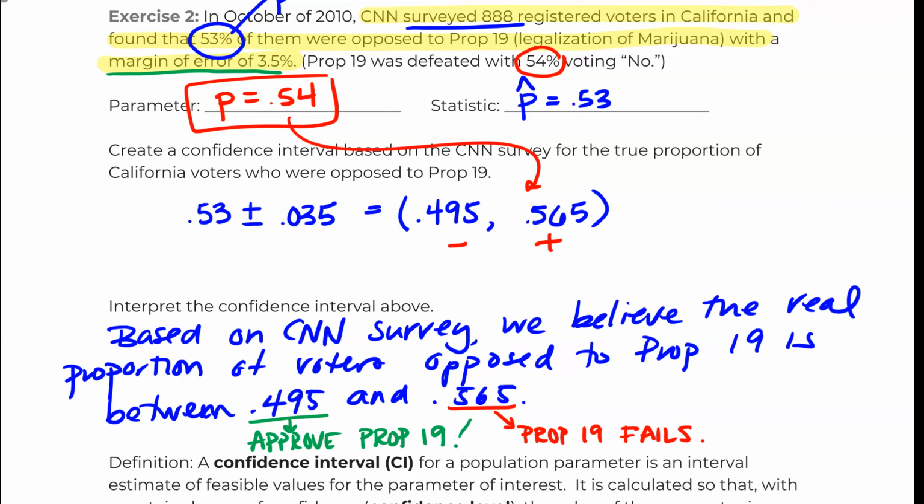So in that regard, CNN did a really crappy job because we don't really know what the outcome is going to be. We can't make a prediction in terms of the outcome. Just because the majority of our interval is over in the more opposed range doesn't tell us anything, because all we're saying is I think the real value is somewhere in here, and if it's on this side, it's going to pass, and if it's on the other side, it's going to fail. So we're going to learn how CNN could have made this interval a little bit narrower so that they could have made an actual decision as we move forward in part 6.